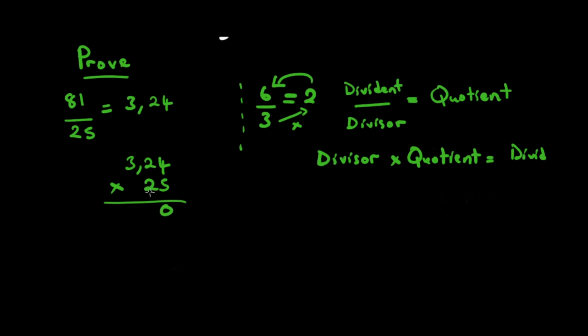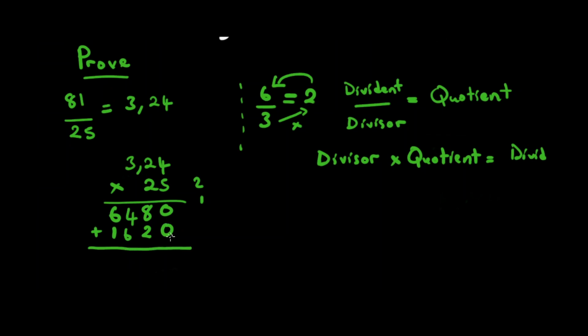0 is a placeholder. 2 times 4 is 8. 2 times 2 is 4. 2 times 3 is 6. 5 times 4 is 20. Carry 2. 5 times 2 is 10 plus 2 is 12. Carry 1. Then 5 times 3 is 15 plus 1 is 16.